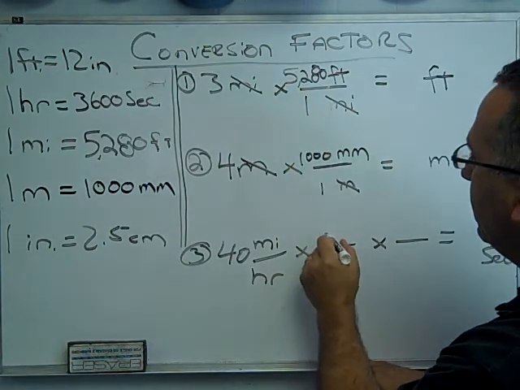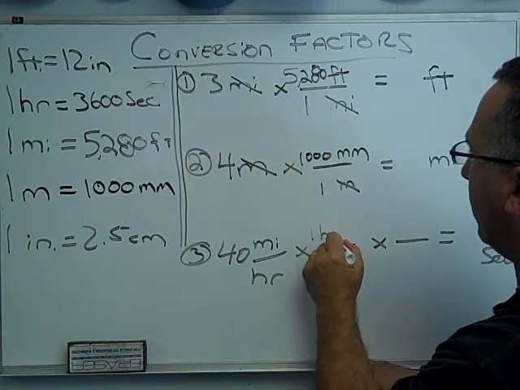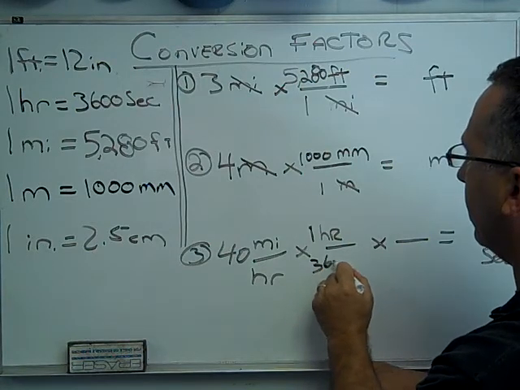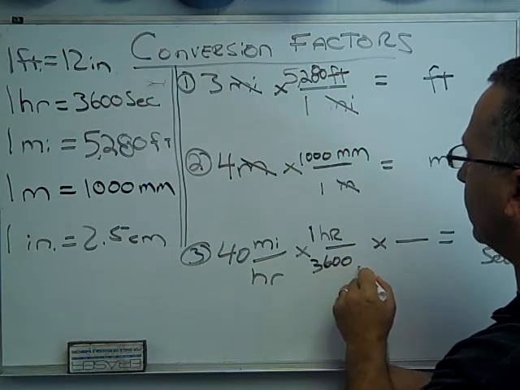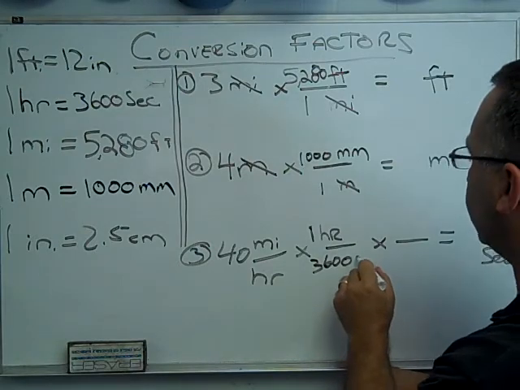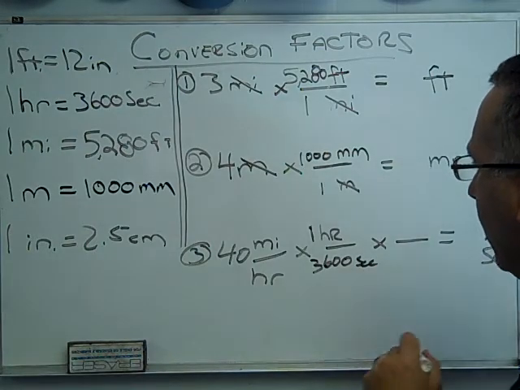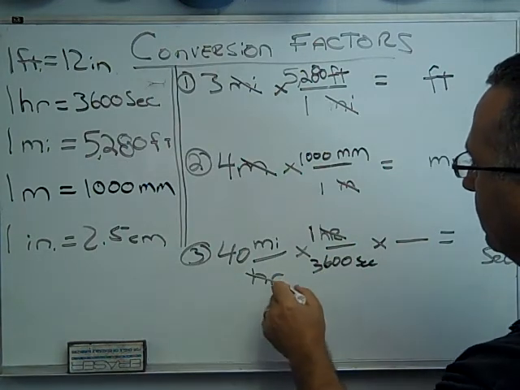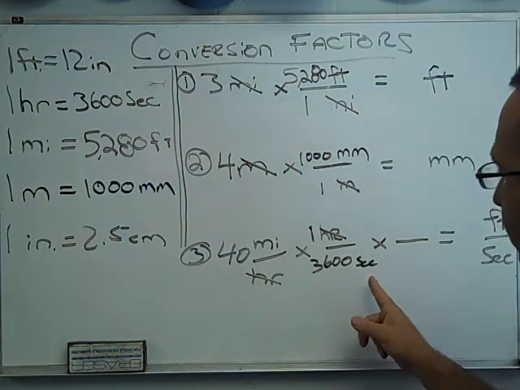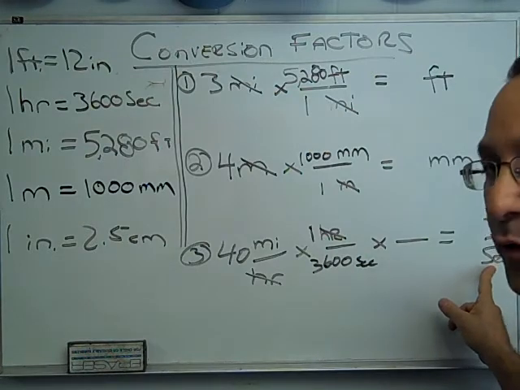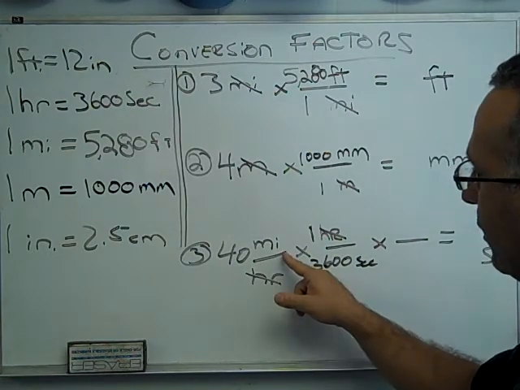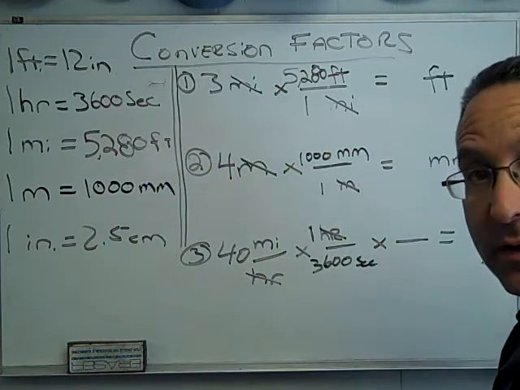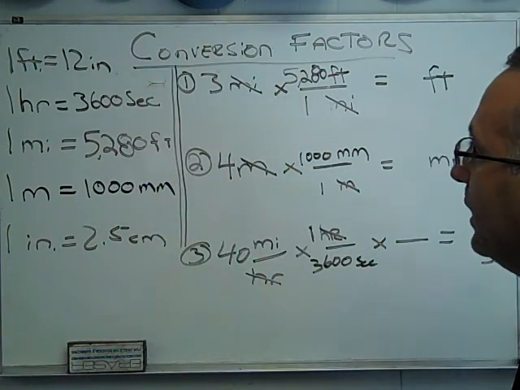You could put hours here, so that's 1 hour equals 3,600 seconds, and you can see the hours are going to cancel. Now you have miles and seconds down here, which is what you're looking for, and now you simply have to convert miles into feet. Well, you use the next ratio to do that.